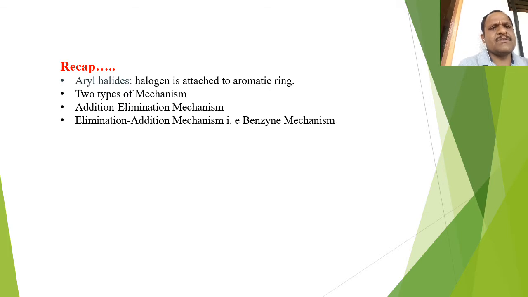As we know, when a halogen is attached to an aromatic ring, those compounds are called aryl halides. To understand the mechanism of nucleophilic substitution reactions on aromatic compounds or aryl halides, it can be understood with the help of two important mechanisms. One is called the addition elimination mechanism and the second one is the elimination addition mechanism.